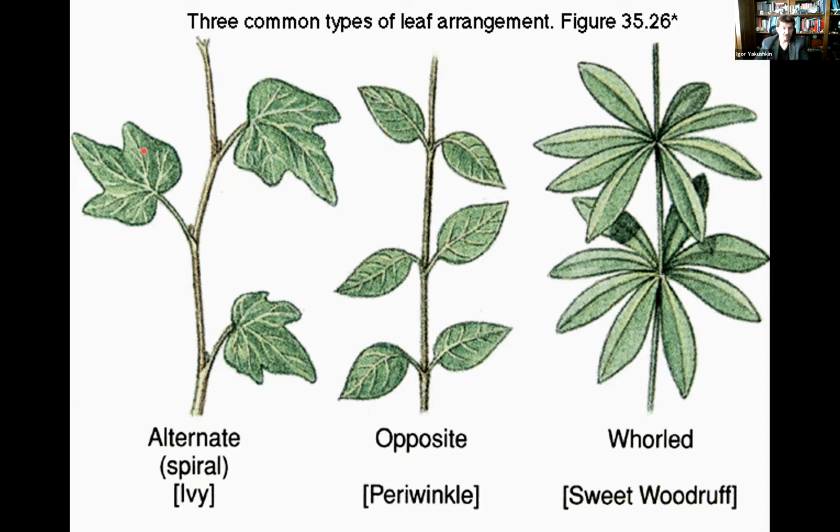So in this particular case, we're looking at the alternate, which is sometimes referred to as a spiral, because if you're looking from the top, it will go in a spiral way. So alternating is 1 leaf per node. Then there are 2 leaves per node, known as the opposite, because the leaves will be facing in opposite directions. Once again, to maximize the amount of light captured, because sunlight equals food.